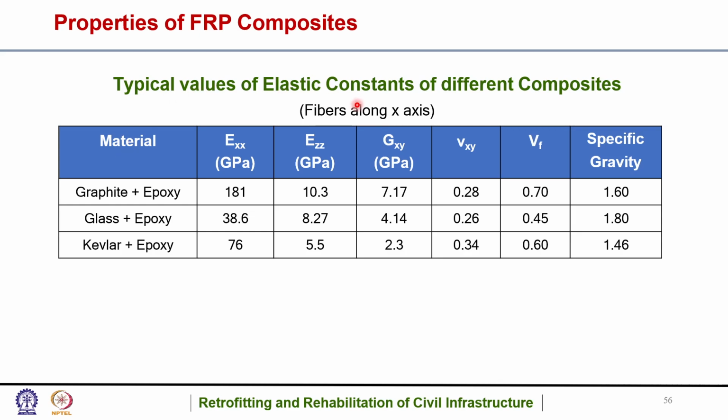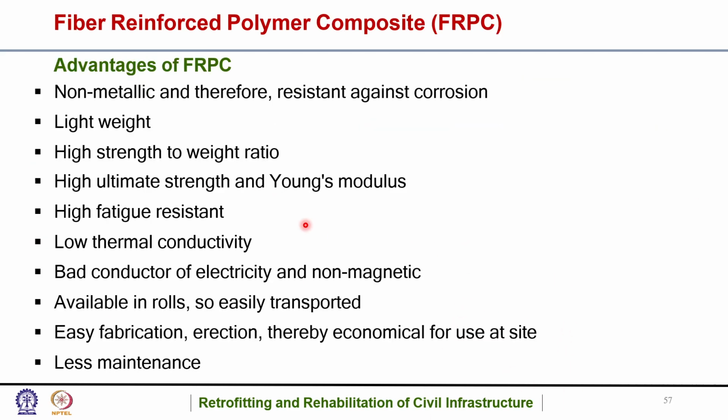The typical values of elastic constants of different composites with fibers along x-axis have been shown here for the materials graphite plus epoxy, glass plus epoxy, and Kevlar plus epoxy. So if you see here, epoxy is the matrix and graphite, glass, and Kevlar are the fibers. Okay, and these are present along the x-axis. So these are the properties of different composites.